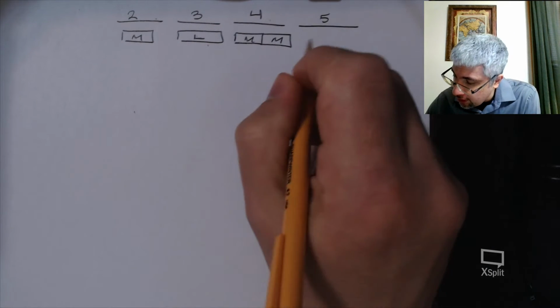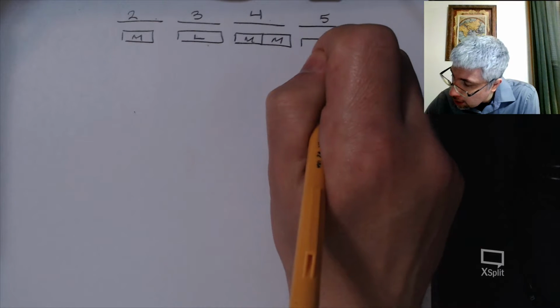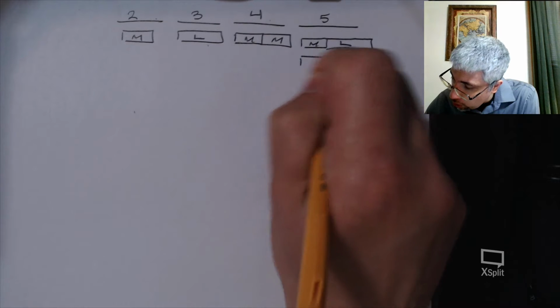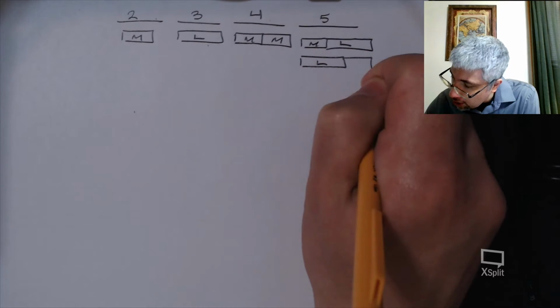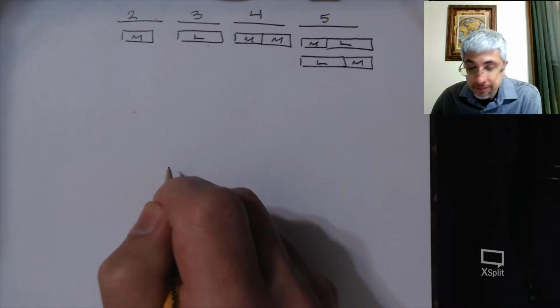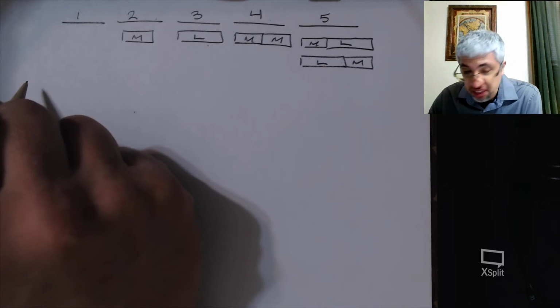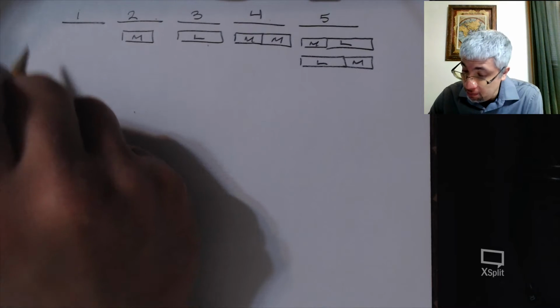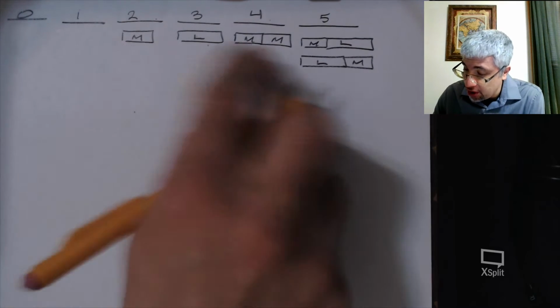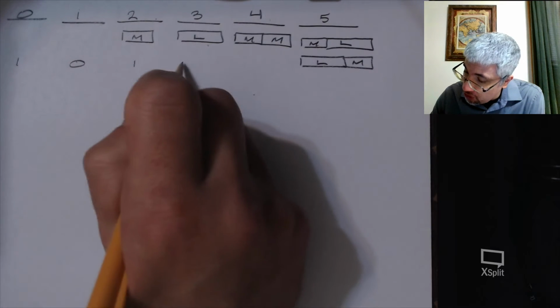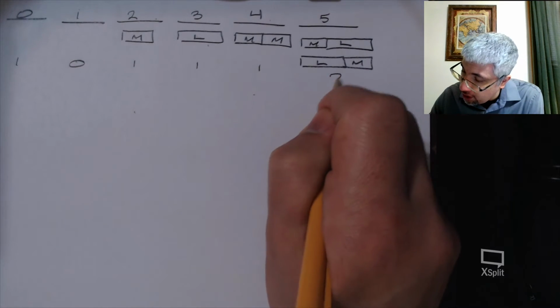And what about for 5? Well, I could have a medium and a long, or a long and a medium. For 1, nothing. No way to do 1 beat. But for 0, we could just not include any notes, and then we have 1 way. So I get 1, 0, 1, 1, 1, 2.